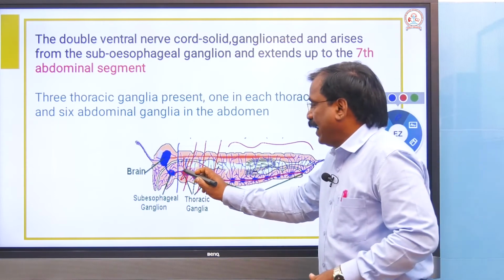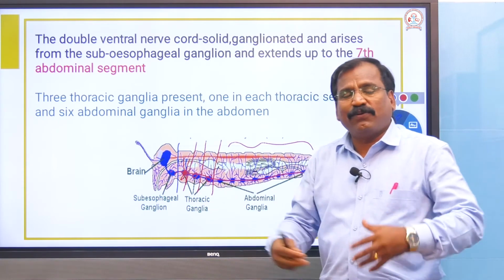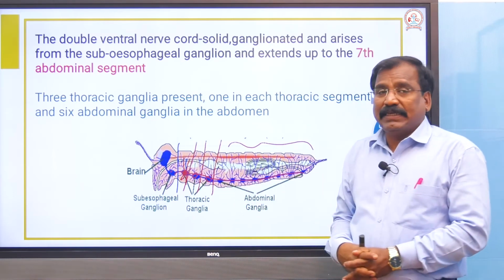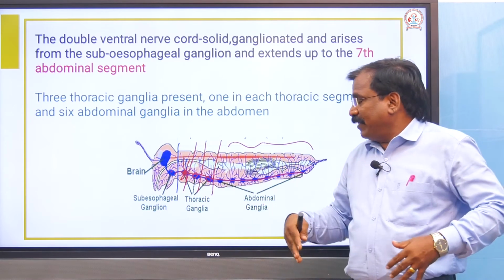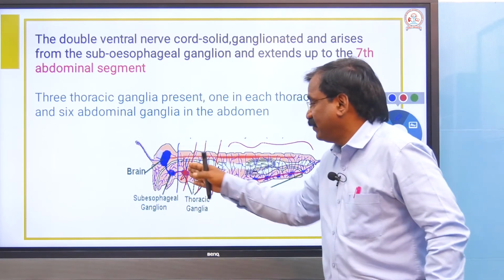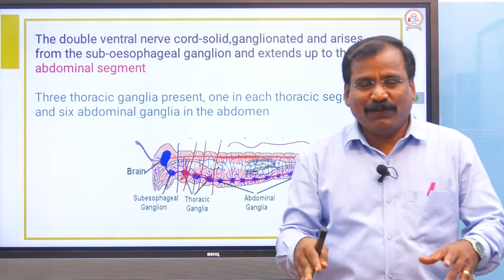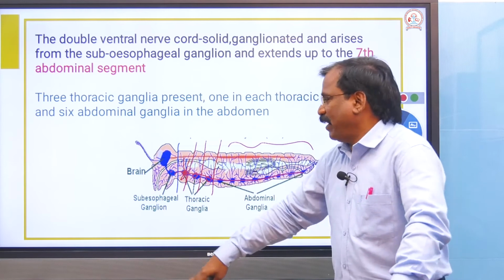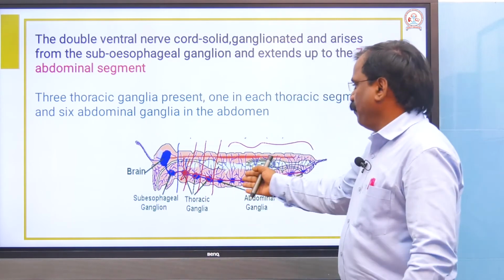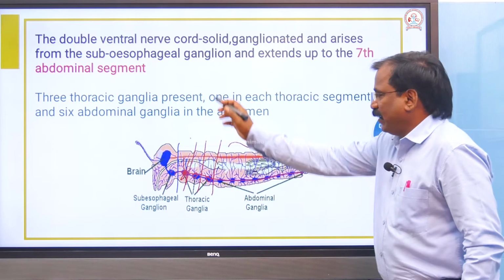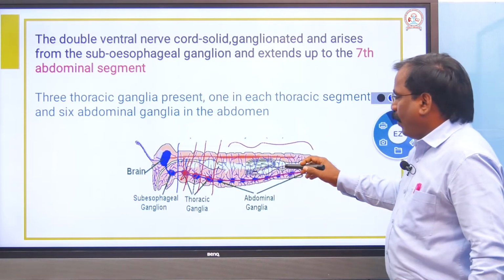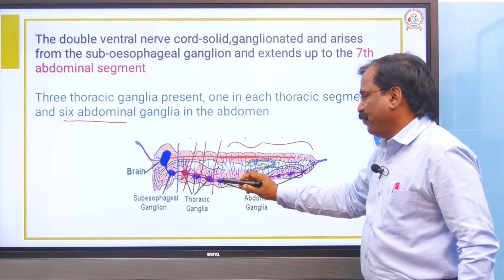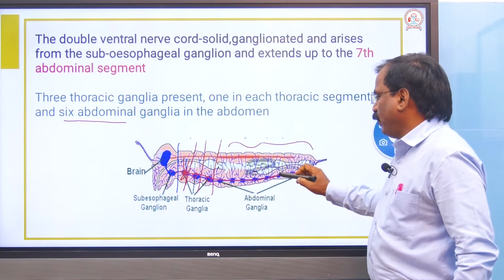For example, the ganglion in the prothorax controls the organs arranged there, such as the first pair of walking legs, which arises from the prothorax. Similarly there are three ganglia in the prothorax, mesothorax and metathorax, and there are six abdominal ganglia.